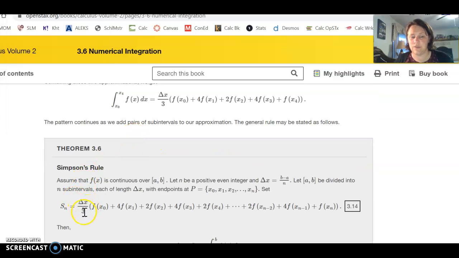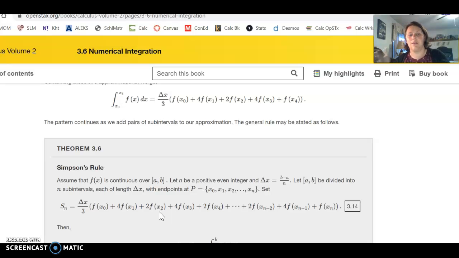The delta x over 3, that comes out with the integration. And you can follow through with how they integrated that if you want to know where that 3 comes from. The f of x sub 0 is the first endpoint. X sub 1 is the middle endpoint of the first quadratic equation. So it has to be multiplied by 4. Then the x sub 2 is that last endpoint.